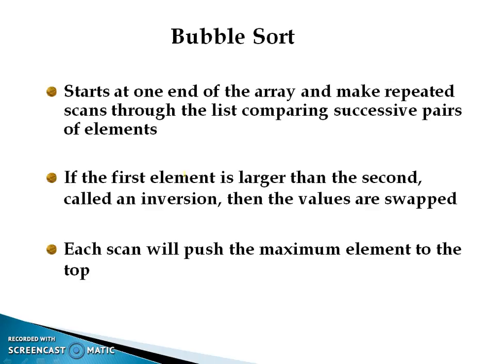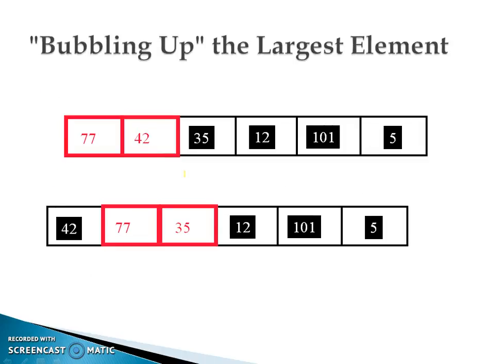Bubble sort starts at one end of the array and repeatedly scans through the list, comparing successive pairs of elements. If the first element is larger than the second, we swap those two numbers. Each scan will push the maximum element to the top. Let us see an example of how bubble sort happens.